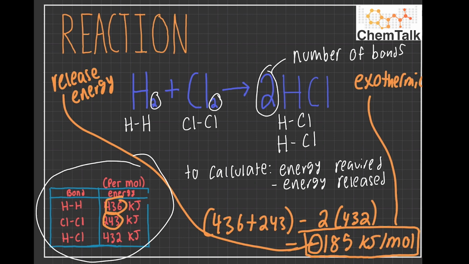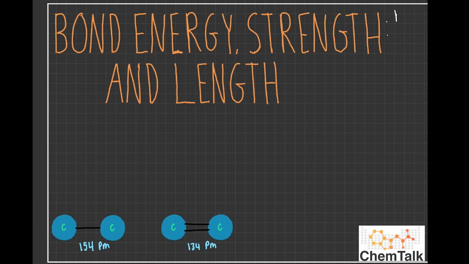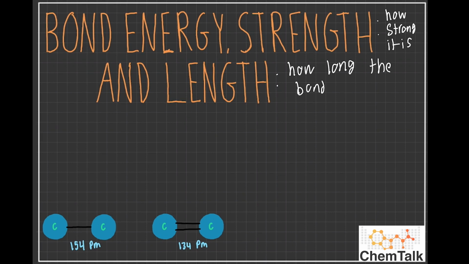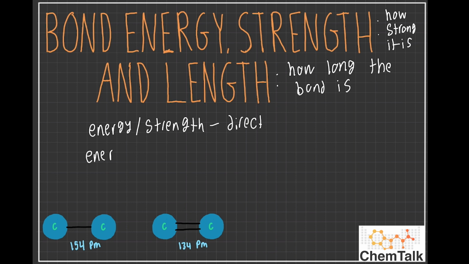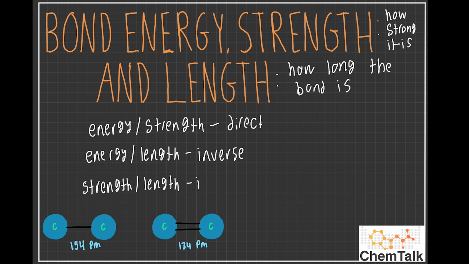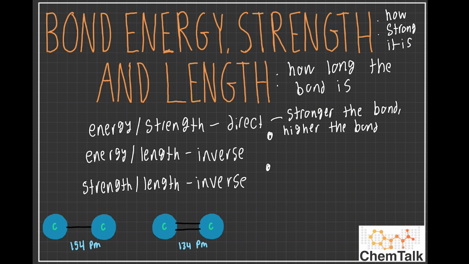So let's talk about bond energy, strength, and length. Bond strength is how strong the bond is. And we already know that bond length is how long the bond is. We already know what bond energy is. But they're actually related. Bond energy and bond strength have a direct relationship, while bond energy and bond length have an inverse relationship, and bond strength and bond length also have an inverse relationship. That means for bond energy, the stronger the bond, the higher the bond energy, because there's more energy needed to break the stronger bond.